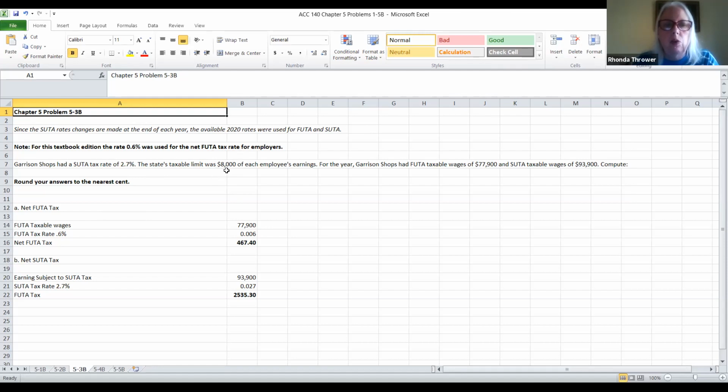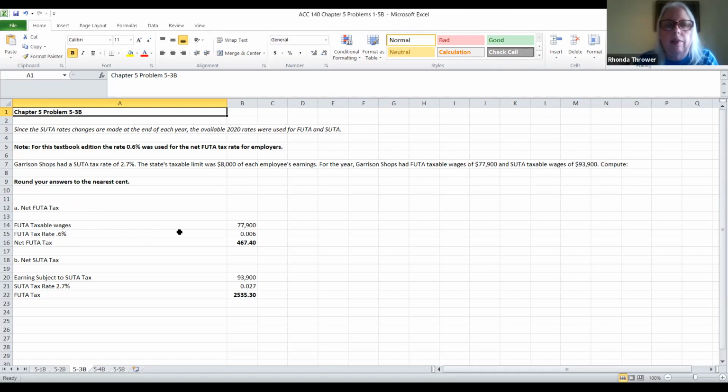So if they pay their employees $8,000, they're subject to SUTA taxes. But anything above 8,000, they're not subject to the SUTA tax rate. So it's kind of saying the employer is only going to pay taxes on the first 8,000 that's paid to each employee for state taxes. For the year, Garrison Shops had FUTA taxable wages of 77,900, and they had SUTA taxable wages of 93,900. So they want you to compute the net FUTA taxes.